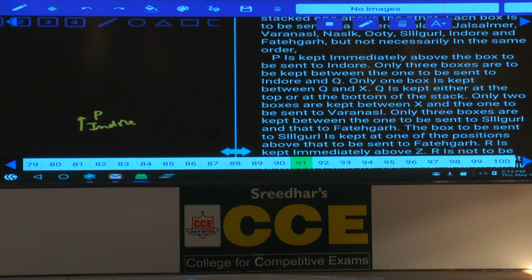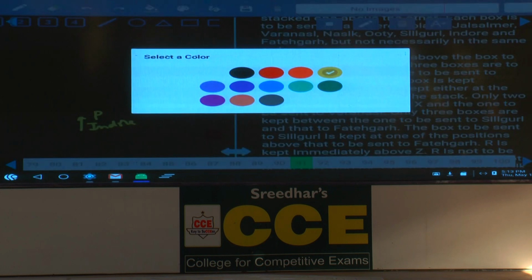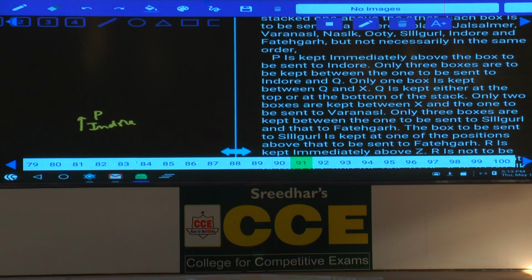Now P is immediately above the box that has to be sent to Indore. Next one, only 3 boxes are kept between the one sent to Indore and Q. Between Indore and Q there must be exactly 3. Now tell me what are the possibilities for P and Indore. Let us take P here. If P is here, then Indore is immediately below. Indore and Q, how many boxes? 1, 2, 3 and Q will be here.